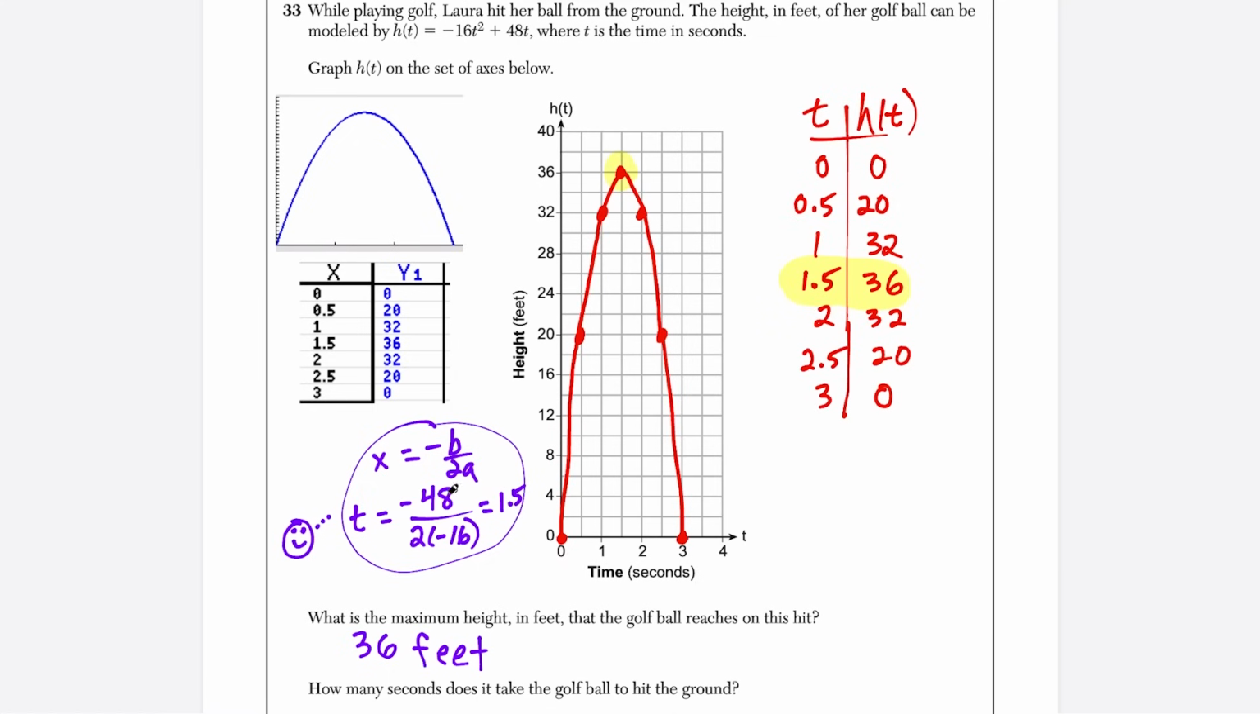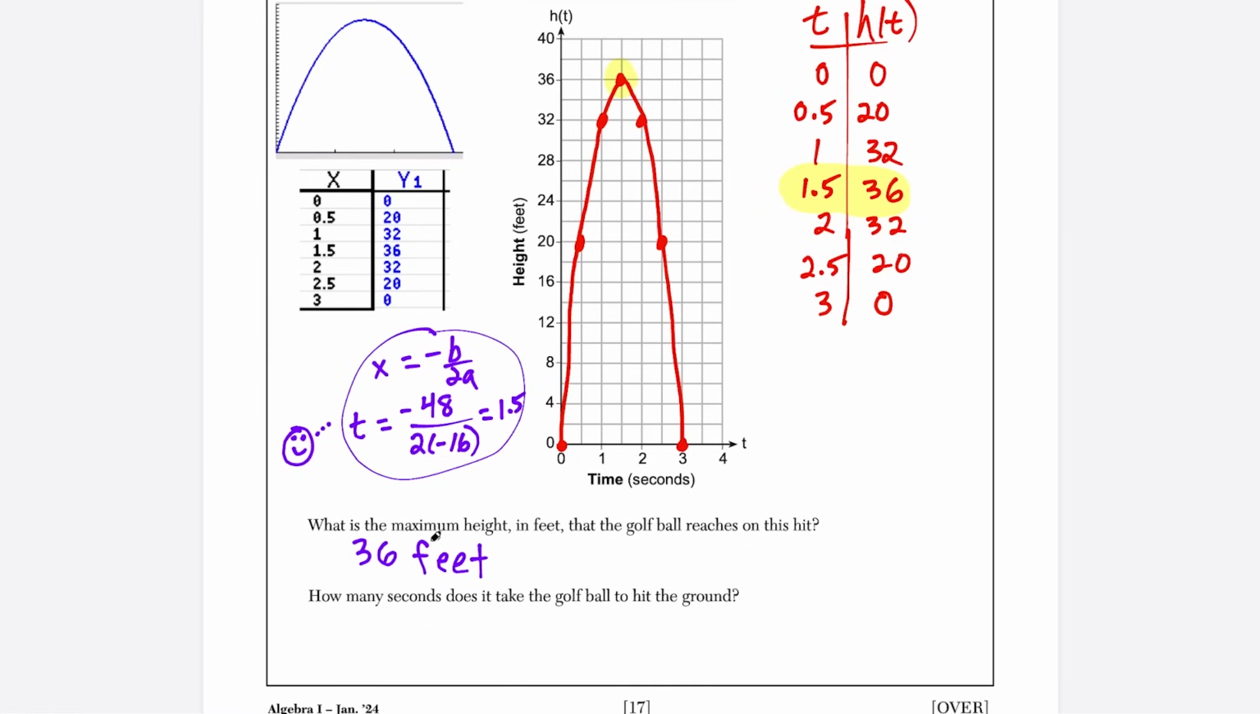So I can, once again, just use this formula for finding the axis of symmetry. And that just tells me what my x, or in this case, my t value is at my vertex. Okay, so that's how I know 100% that the vertex is occurring here. Okay, but the maximum height is 36 feet.